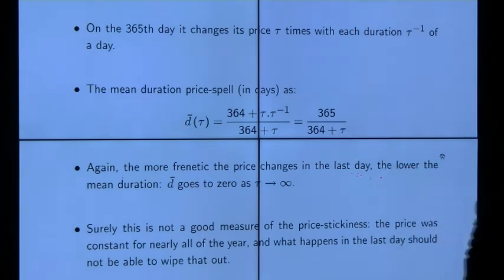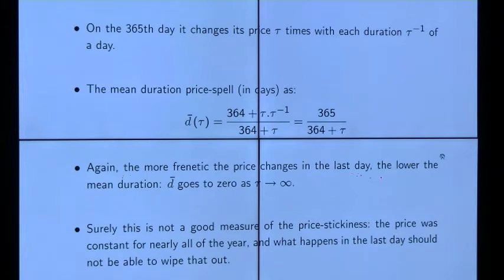Now, if we look at the mean duration of the price spell, because we've got the tau in the denominator there, as tau goes to infinity, the mean price spell will go to 0, because each of those price spells in the last day is counting equally as the one which lasts for 364 days. So the mean price spell will go to 0 as tau goes to infinity. So I don't think this is a good measure of price stickiness. The average duration of the price spell is not a good measure of price stickiness.